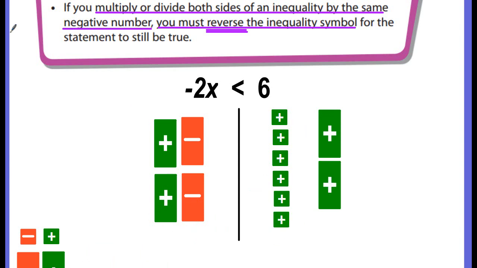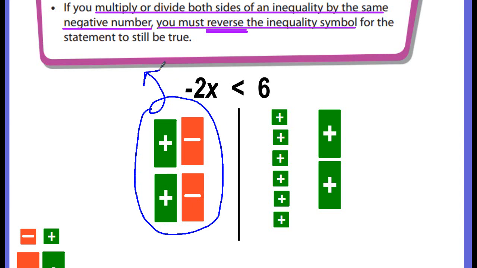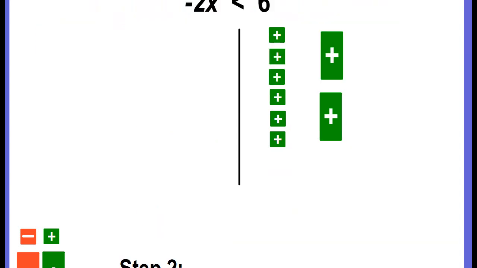And now we can pull out our 0 pairs. I'm going to loop it and pull it out. And I have no 0 pairs over here on the right side. So what I'm left with is nothing on the left side, 6 positive units and 2 positive x tiles on the right side. And it's okay because we're not done yet. We're going to keep going. And now we get to do what we need to do. We need to isolate the variables, isolate the x tiles.